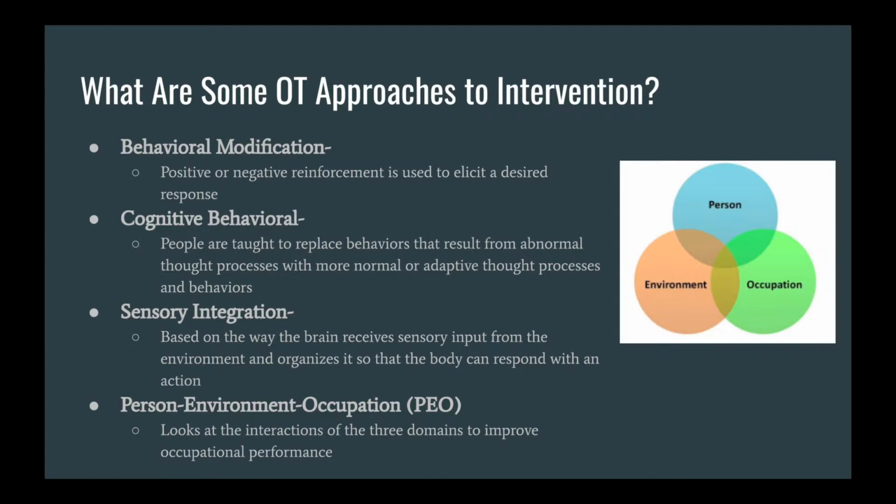And finally, the last one I'm going to talk about is person, environment, occupation. I feel like this one applies a lot to ABA too, because you look at the child, you look at the environment that they're in, and then you also look at what they're trying to do. That's what the PEO model tries to do. It looks at the interactions of these 3 domains to improve occupational performance. The best occupational performance is where you take into account all those different domains so that you get the best crossover. An example of this would be in a home health setting, an occupational therapist works with a woman with muscular dystrophy to adapt the bathroom in her new home so that she can shower independently.